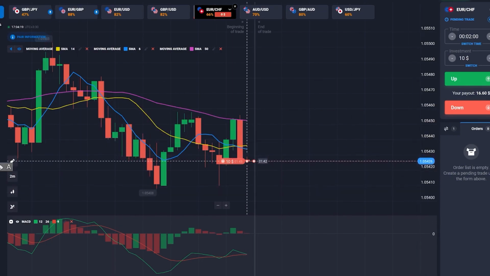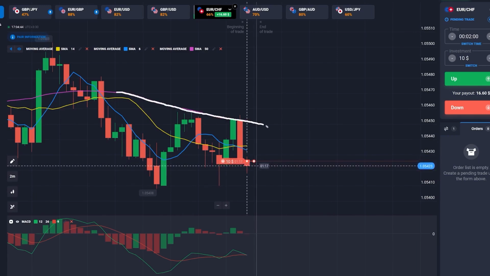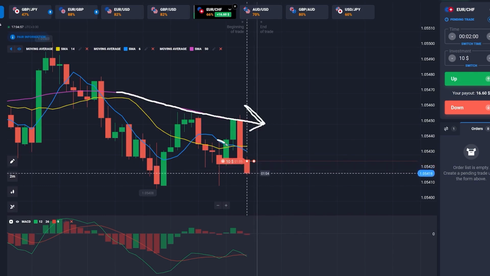Alright dear friends, I've entered a sell trade here based on the explanations I previously shared. Our 50-period moving average, which is shown in purple, is positioned above the candles and is sloping downwards. This indicates that we are in a downtrend, so we should be looking for a sell opportunity. Here we see that the blue line, which is the 6-period moving average, has crossed below the yellow line, which is the 14-period moving average.